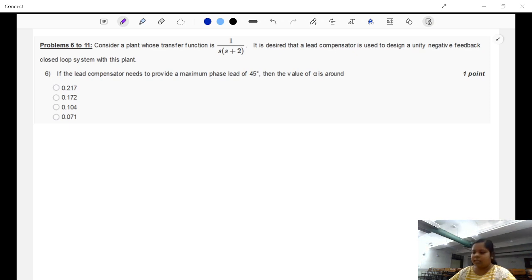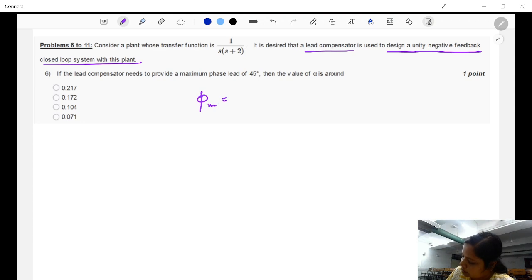So the next set of questions that we have, the 5 questions, will be based on this transfer function. Please note it down with you: 1 upon s into (s plus 2). It is desired that a lead compensator is used to design a unity negative feedback closed loop system with this plant. Okay. So again, we want a lead compensator that provides a maximum phase lead of 45 degrees. Then what is the value of alpha?